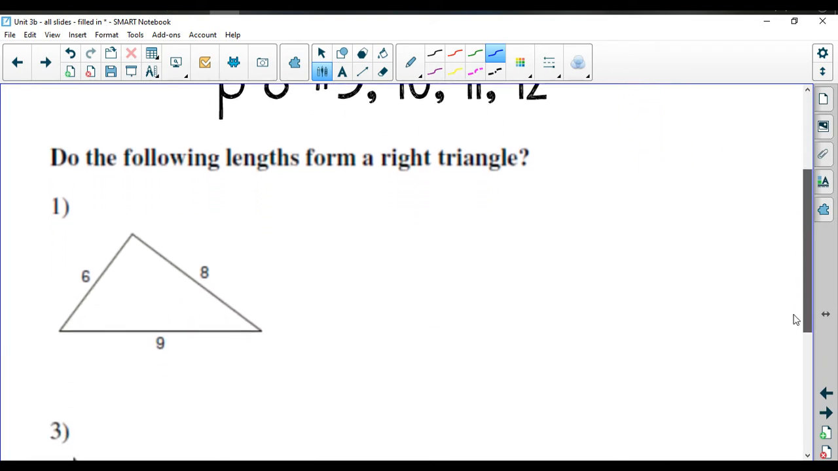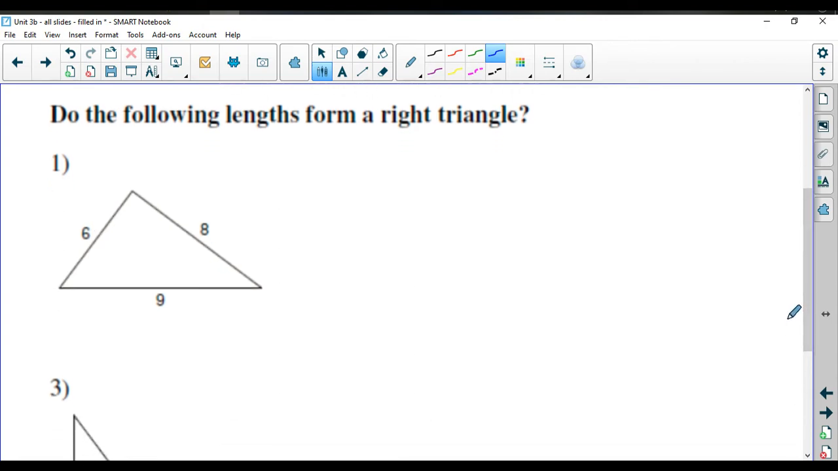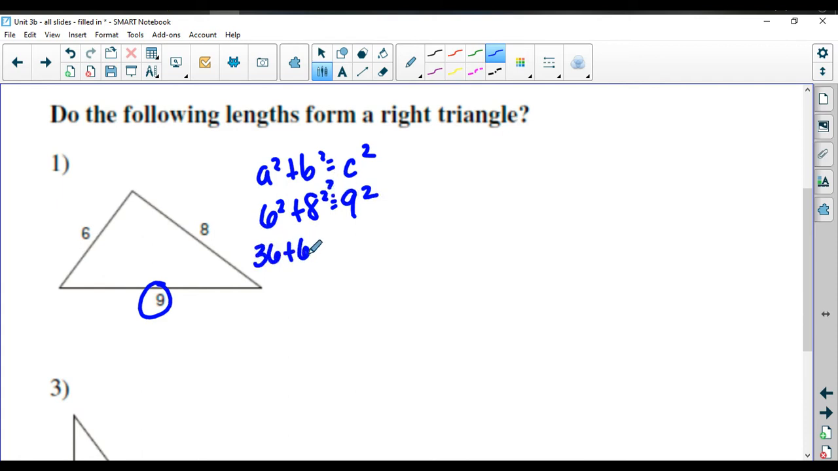So starting off with the first ones, 1 and 3, do the following lengths form a right triangle. So if you remember, we are just basically plugging these into the Pythag formula and checking to see if it works out. So looking for my biggest side, the 9 is it. So I'm going to do a squared plus b squared equals c squared. Plug in my 6, plug in my 8, plug in my 9. And 6 squared is 36, 8 squared is 64. 9 squared is 81, so we end up getting 100 equals 81, which is not true. So this is not a right triangle.